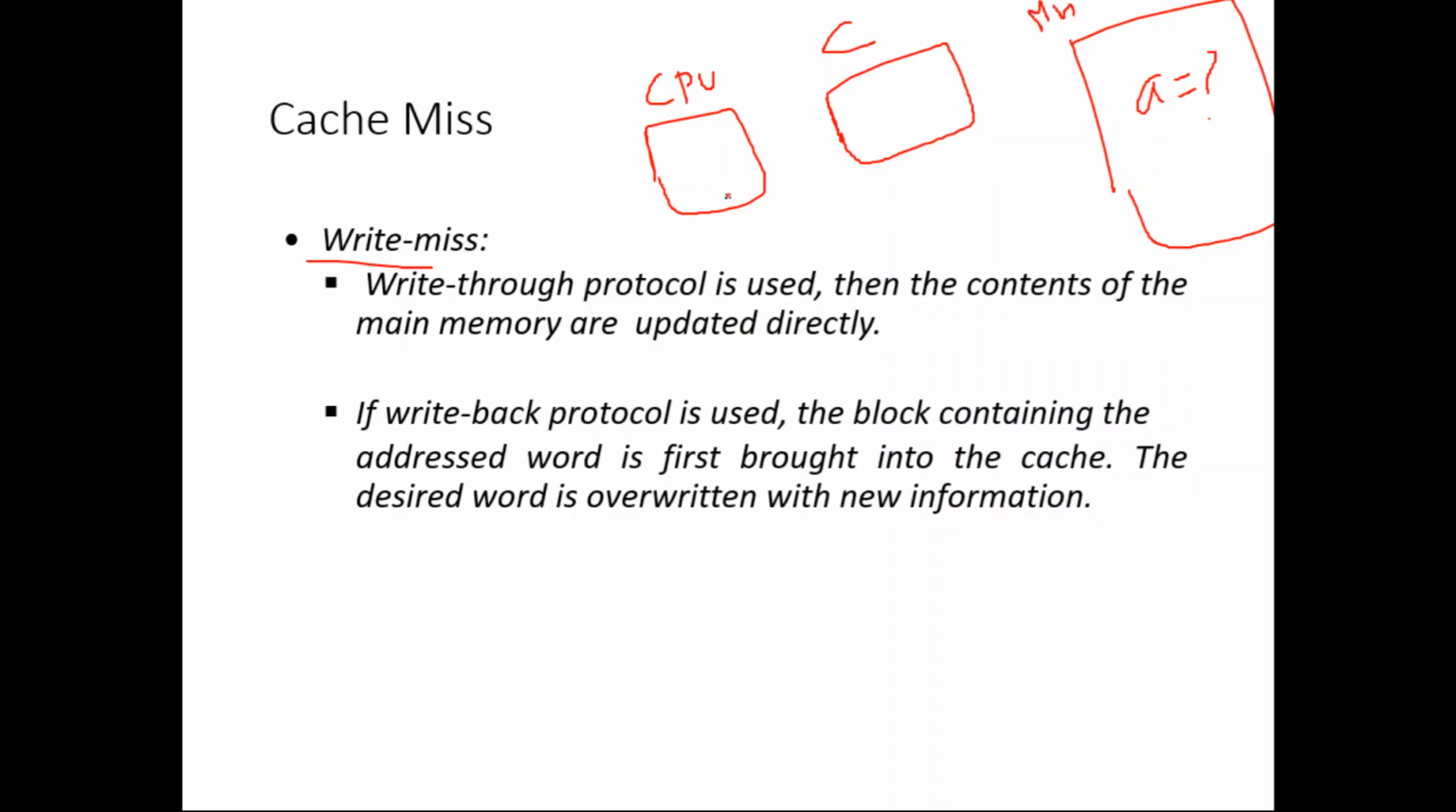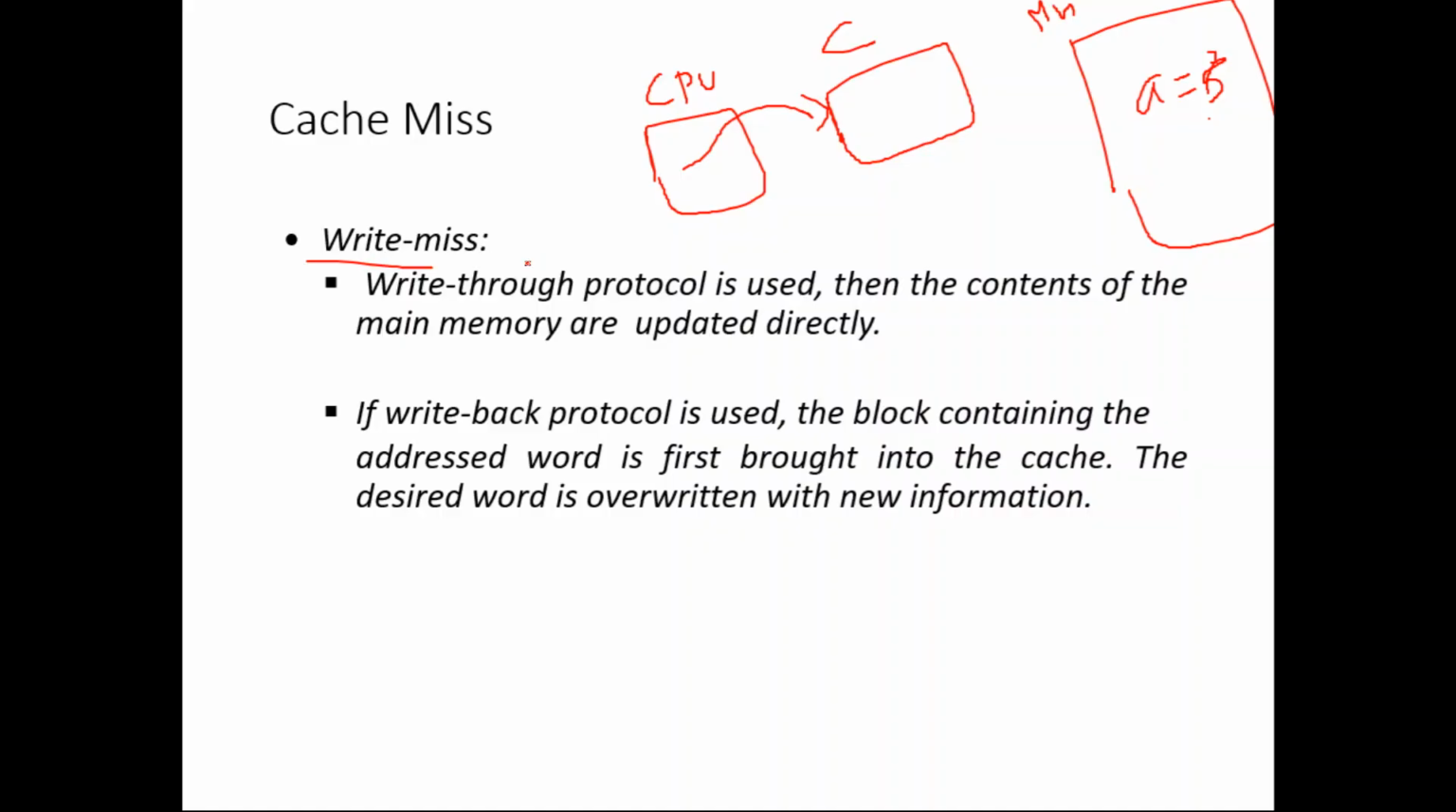Now the CPU wants to update the value of a. Previously a's value is say 5, and now it wants to make it 10. Again, the memory control unit first checks the cache to see whether it is available or not. A is not available, so it becomes a cache miss. The miss happens while performing a write operation, so we call it a write miss.